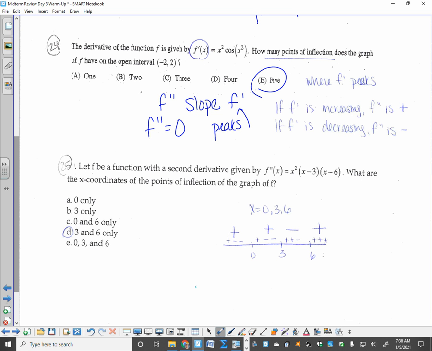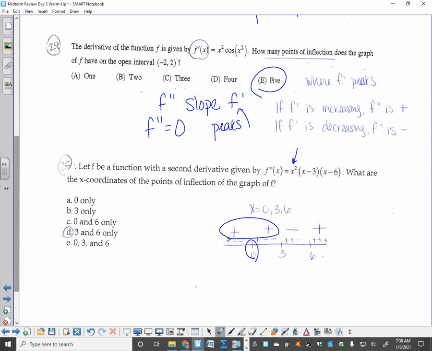Number 25, let f be the function with a second derivative. What are the x coordinates of the points of inflection? So they already give you the second derivative, which is really nice. So I know my possible points of inflection are 0, 3, and 6. Put them on the number line, and I do my sign check. Always be wary of a double root. Most of the time at a double root, the signs don't change.